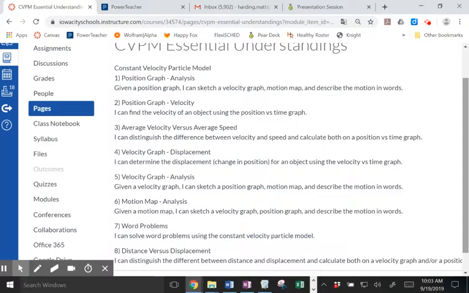Average velocity versus average speed. We just talked about that. I talked about it in teaching, but 2.3. So that's why I want you to practice that here real quick. And then, hey, we haven't done that one. We don't know that yet.